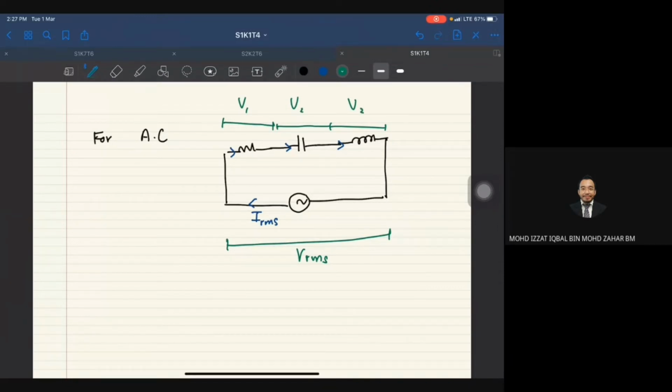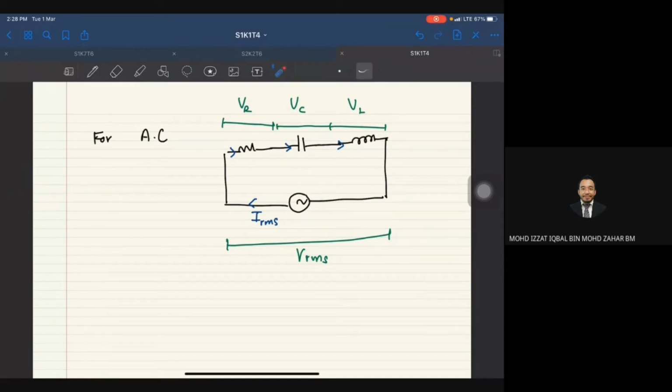Okay. Tapi kalau dalam alternating current, V across the resistor, V across the capacitor, V across the inductor, well, total dia tu sama dengan VRMS, tapi dia bukan hasil tambah yang biasa. So because of alternating current ni, dia berubah-ubah.